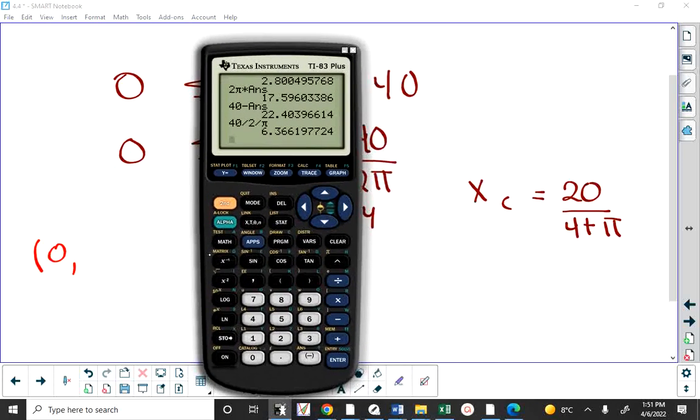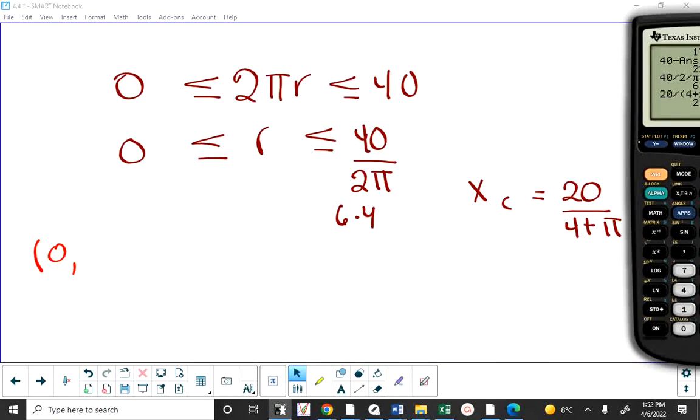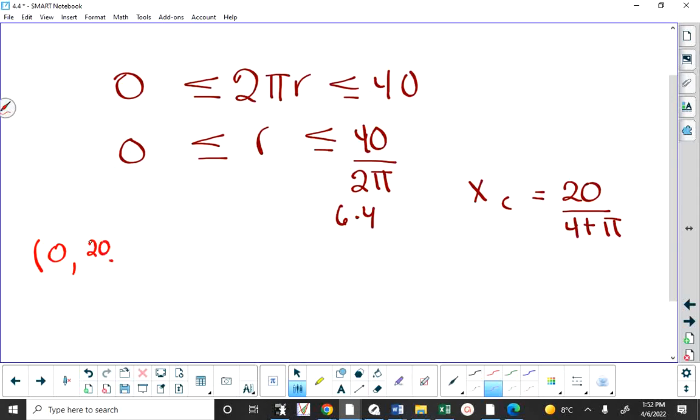This critical number, and we are so far beyond high school calculus right now, okay? You never have to do this here. But this critical number is in the domain, okay? So it's a critical number for sure. So we have to go from 0 to 20 over 4 plus pi. We're going to go from 20 over 4 plus pi to 40 over 2 pi. We have to investigate the behavior of the total area in all of these intervals. Okay, it's a closed interval.